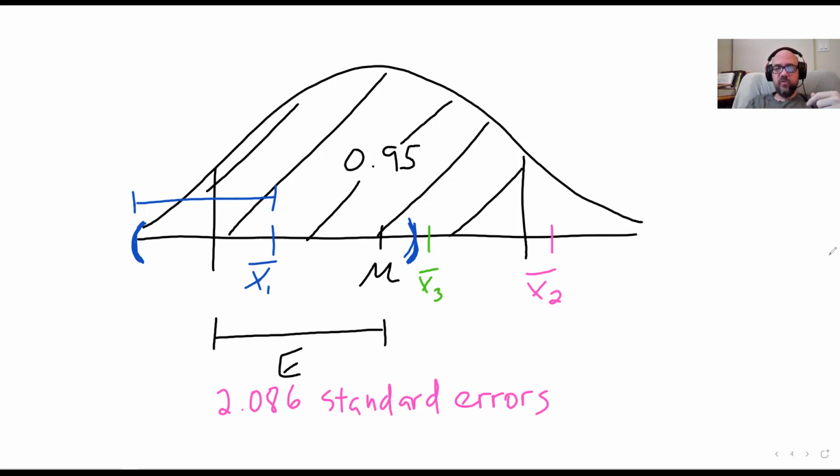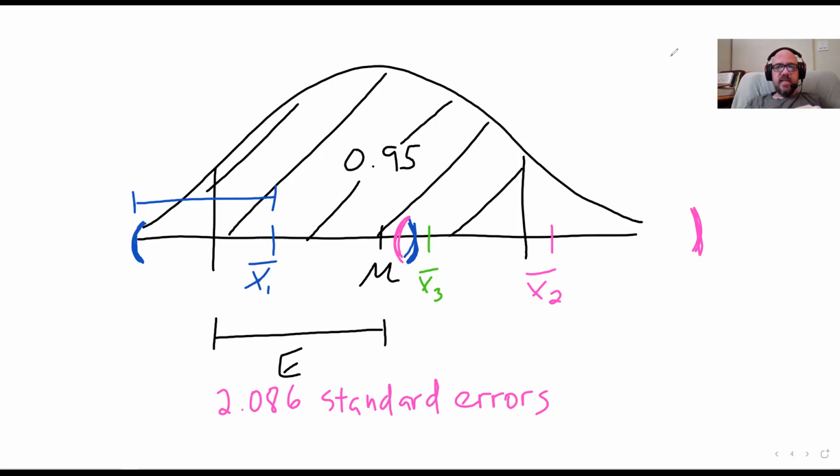And you can see that x2 bar here is outside of that 95% range. So if I go 2.086 standard errors on either side of x2 bar, the thing that I get, that's supposed to be pink, will miss mu by a little bit. And that just happens sometimes, right? There's just no way to avoid that.